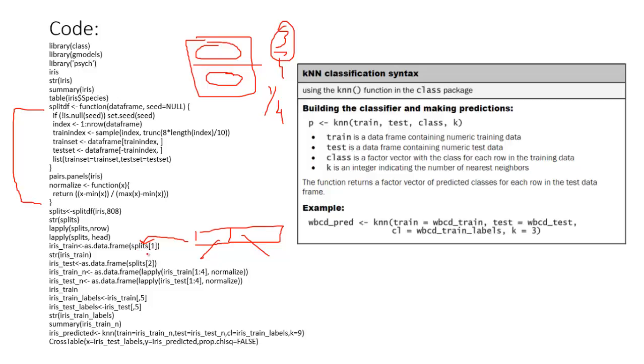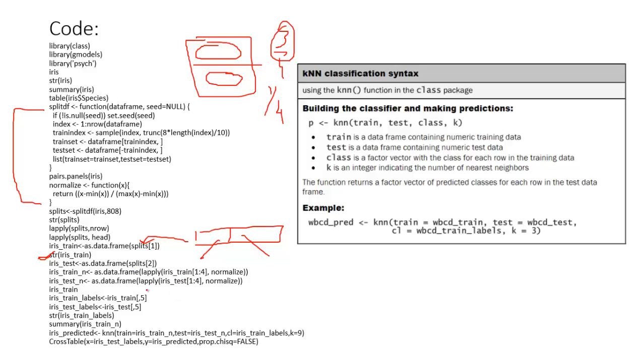Then I initialize iris train label, and I'll run this command just to observe. You have to get hands on these commands, because these will really be helpful for you. Then again for iris test, I am using as.data.frame on splits 2.